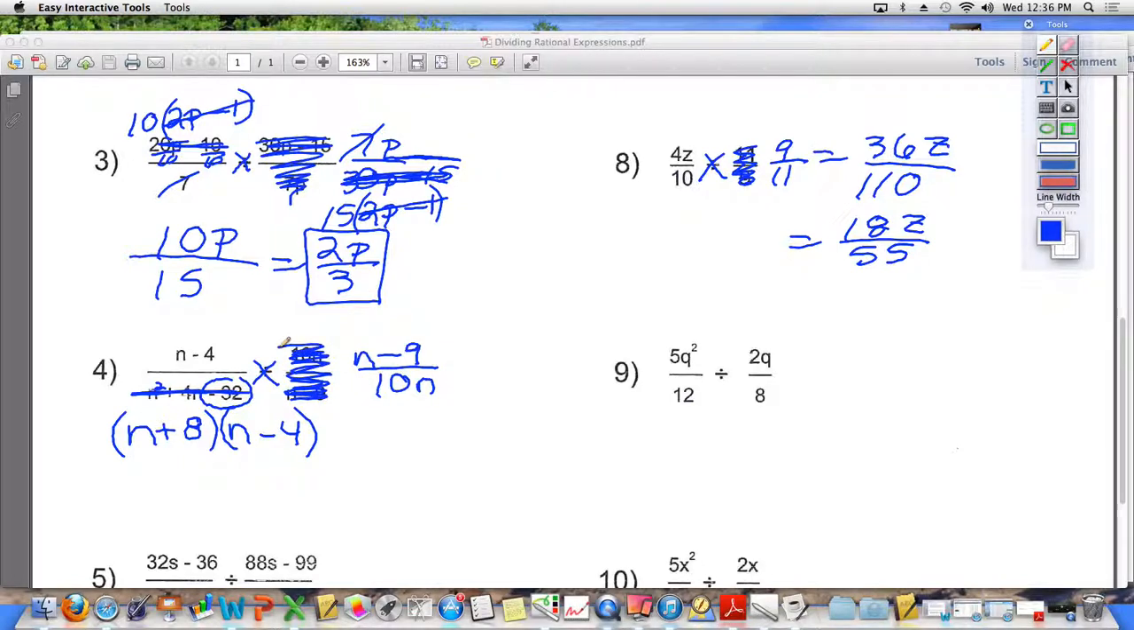Matching terms. Anything matching? N minus 4, n minus 4. I don't think I can cancel anything else out. No, I can't. So I have n minus 9 on the top. On the bottom, I have 10n times n plus 8.